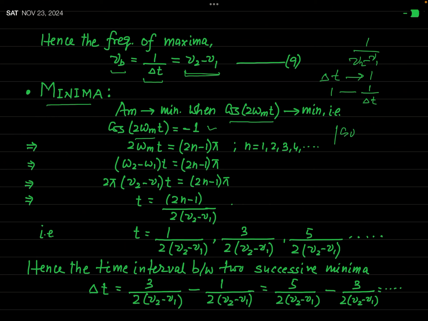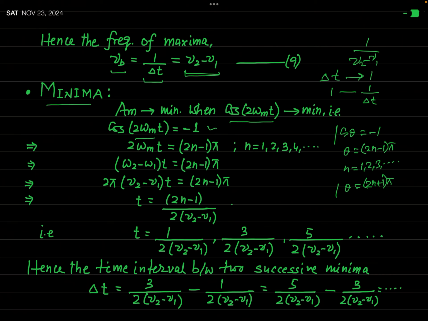If cos theta is equal to minus 1, what is the general value of theta? You know, the general value of theta is (2n minus 1) times pi, where n is equal to 1, 2, 3 and so on. You may also write theta equal to (2n plus 1) times pi, that is an even multiple of pi. Okay, sorry, odd multiple of pi, odd multiple of pi.